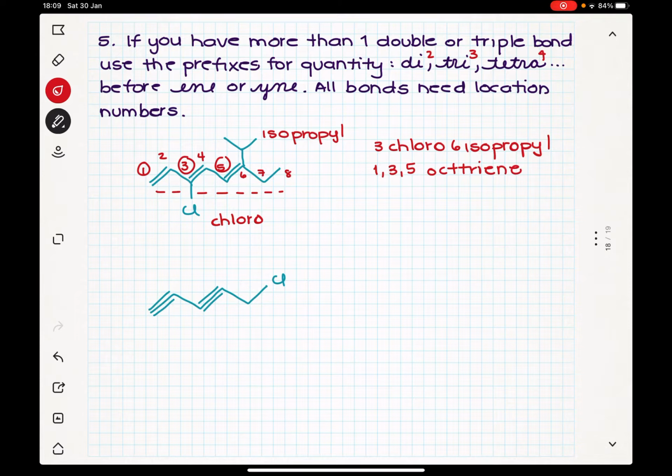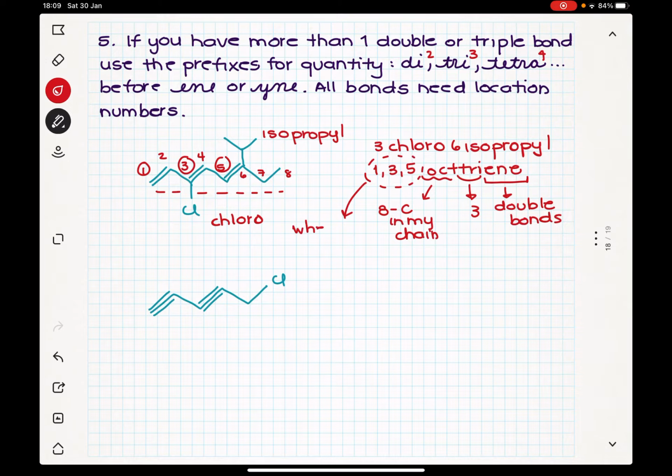This one means that I have double bonds. This one means that I have 3 double bonds. And this one means that I have 8 carbons in my chain. And these ones tell me where the double bonds are. So it is very systematic what we do.